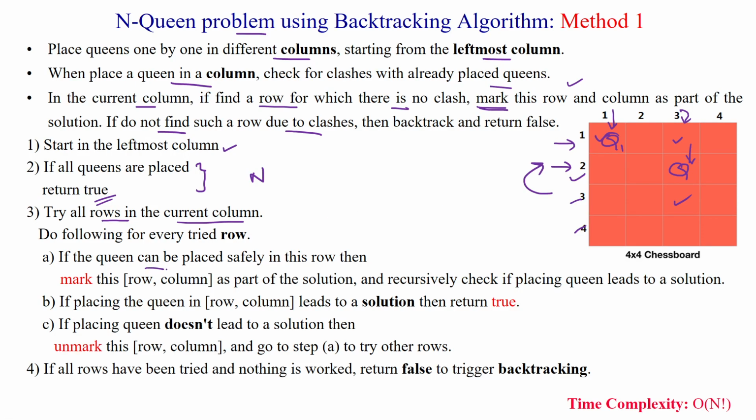So if a queen can be placed in a safe position in any of the rows, then we have to mark that position as a safe position. Otherwise, we have to unmark that particular row. That means it is not a safe position. We have to go back to step A by selecting the next row. Okay, so if all the rows are tried and we are unable to place any queen in the row, then we have to apply the backtracking method by changing the position of the previously placed queens.